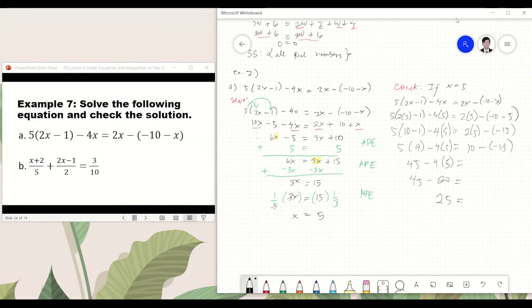Finally, we subtract 10 with negative 15. But we change minus to plus. Then opposite. So 10 plus 15, 25. So there you go. So yung nakuha nating sagot, tama. So our solution includes 5.